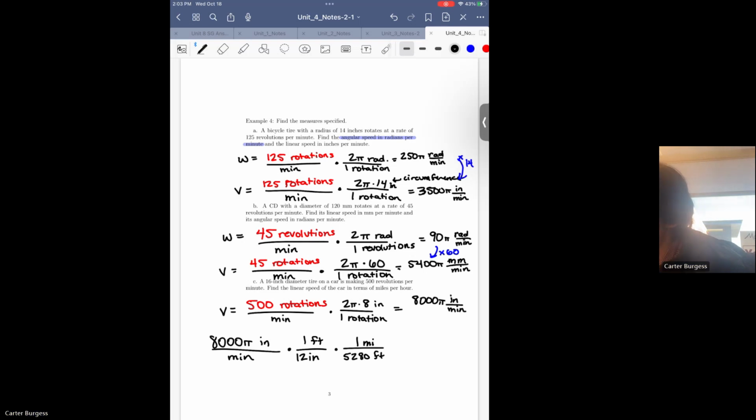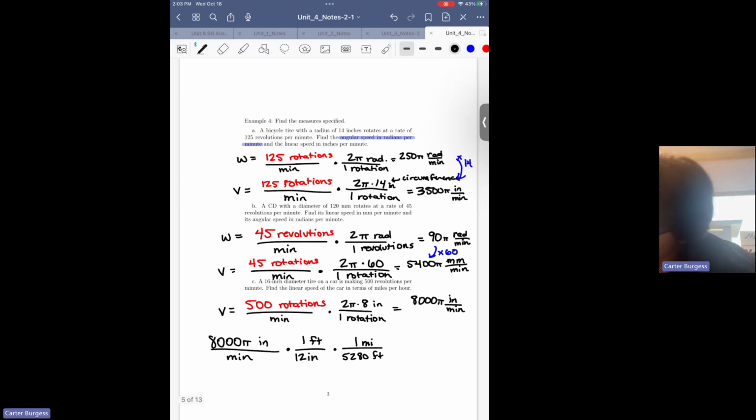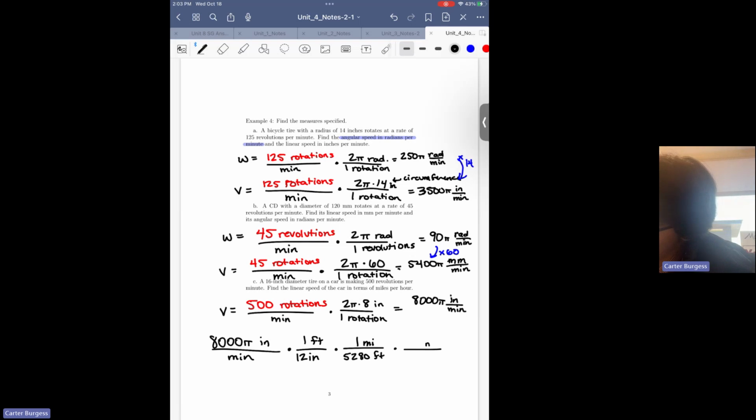All right. So inches cancel with inches, feet cancel with feet. I end up with miles in my numerator, which is great. That's exactly what I was looking for. So now I am in terms of miles per minute. Still not quite what I wanted. Minute is in my denominator, so in order to cancel it, I need minutes in the numerator. So we're going to multiply by minutes in the numerator.